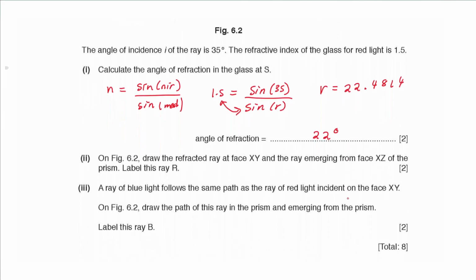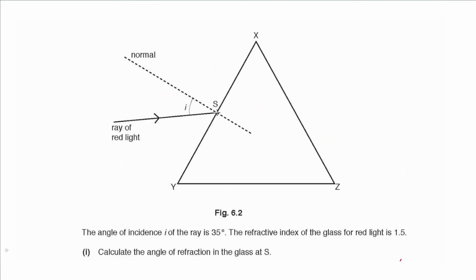Part b(ii) says on figure 6.2 draw the refracted ray at face XY and the ray emerging from face XZ of the prism and label this ray R. First, the ray does not continue in the same direction. As it slows down in the glass, it bends towards the normal, and at this point we have a new normal looking like this. But moving away from the glass into air, the light bends away from the new normal, so it will be like this. And we label this ray R for red and show the directions of travel of the ray.